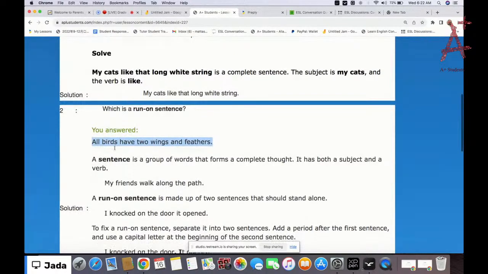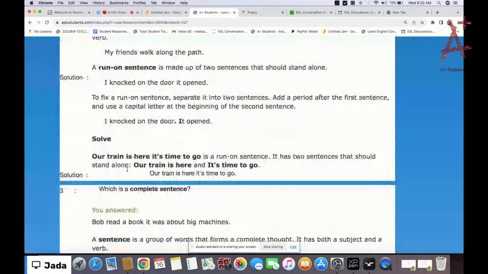Now look at this one. Our train is here. It's time to go. Now that's a run-on sentence because it's two sentences joined together. You need to separate that and have: our train is here, period. It's time to go, another sentence. So that's all about it for run-on and complete sentence. A complete sentence makes sense and forms a complete thought, and the other one is two sentences joined together that does not form a complete sense.